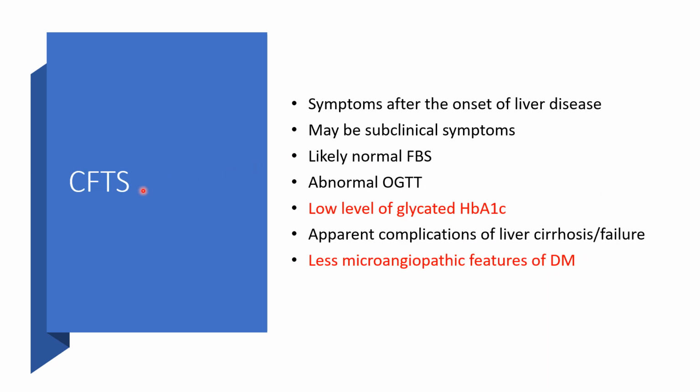What are the clinical features of hepatogenous diabetes? Symptoms will start after the onset of liver disease. It may be subclinical. Likely the fasting blood sugar will be normal, but when you do your OGTT, it will be abnormal. The level of hemoglobin A1C will be low. There will be apparent or obvious complications of liver cirrhosis or liver failure. Then there will be fewer microangiopathic complications associated with diabetes mellitus.